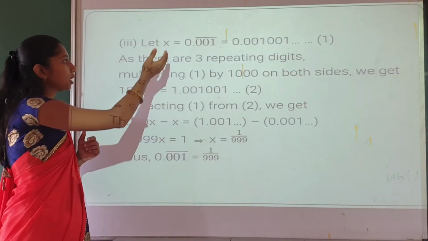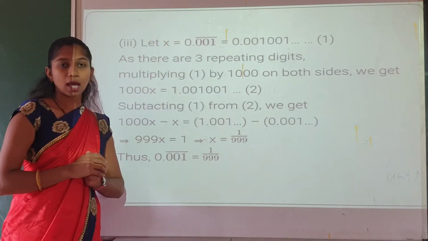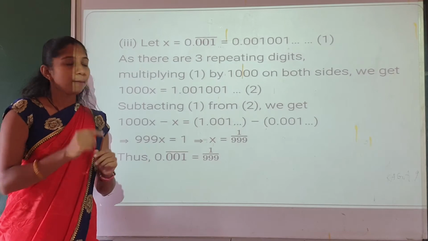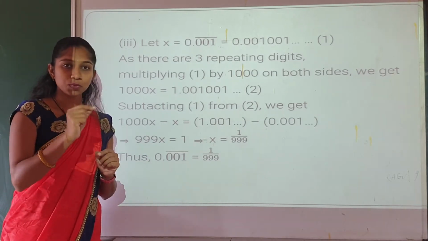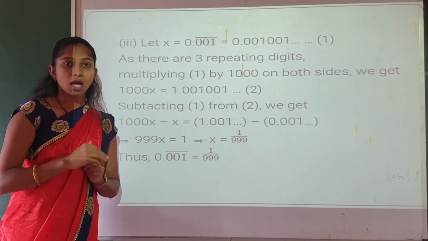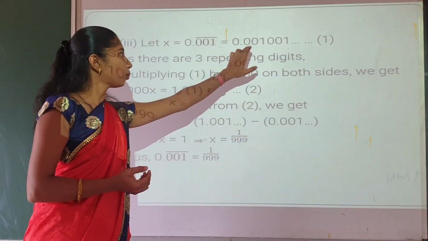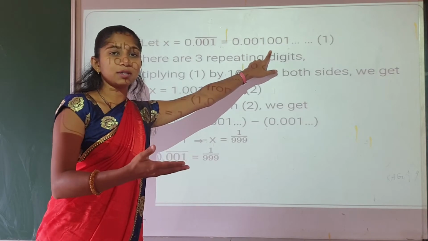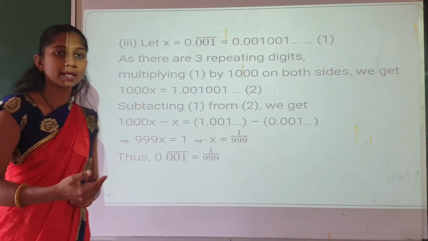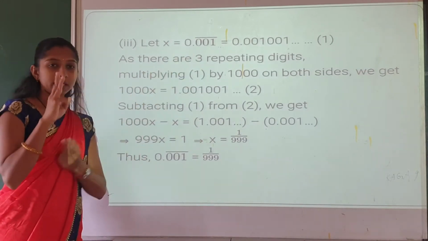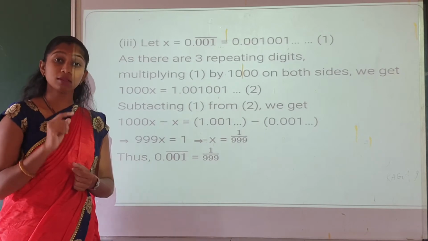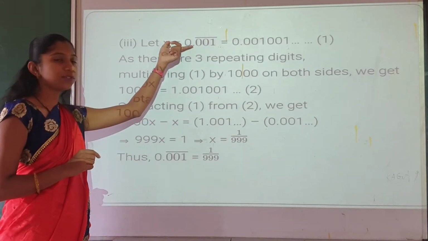Next, the third subquotient here is 0.001 bar that I have considered. Consider x is equal to that. The bar is present on 001, so 3 digits repeat. How do you write that number? 0.001, again you continue 001, next also it will be continuing 001 like that. As 3 digits are repeated, you have to multiply that equation 1 by 1000. So multiply this equation by 1000.